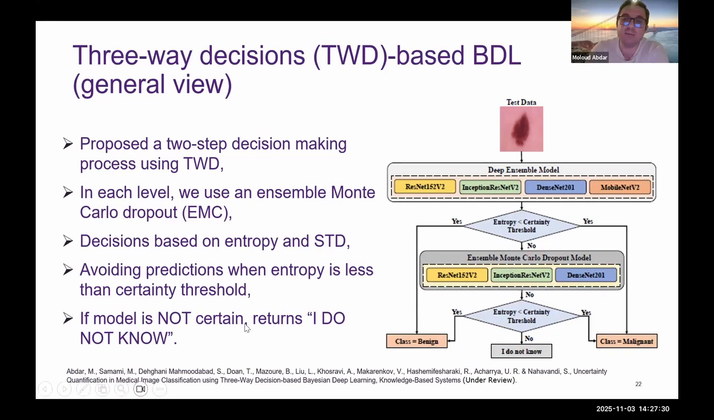This is exactly the nature of uncertainty quantification. We should not make predictions while we are not certain. So in this model, we try to make this happen by designing a model that doesn't include samples for the predictions while the model is not confident.